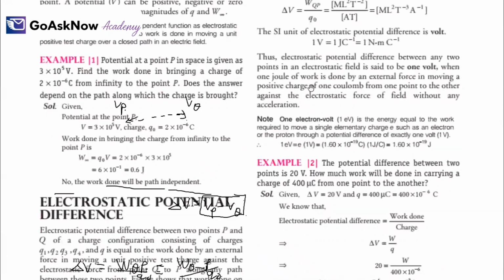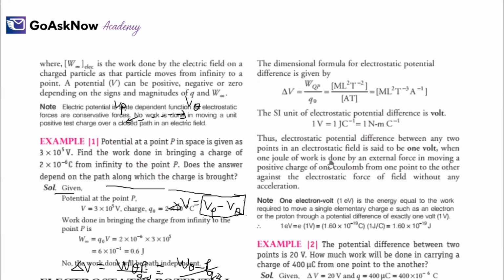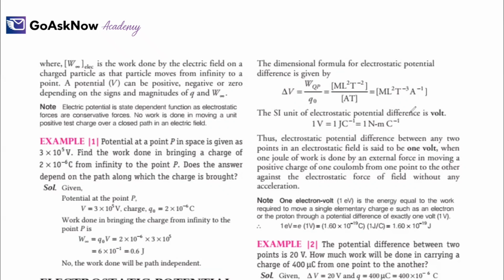So yes, the dimensional formula for electrostatic potential difference is similar to that of electrostatic potential only, because there also W by Q was coming. So ML^2 T^-3 A^-1 will be the dimensional formula for this also. Now the SI unit of electrostatic potential difference is volt, the same as that of electrostatic potential.